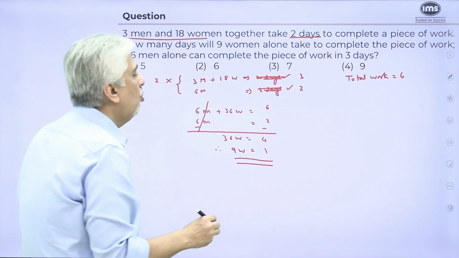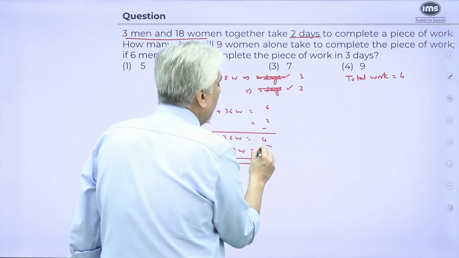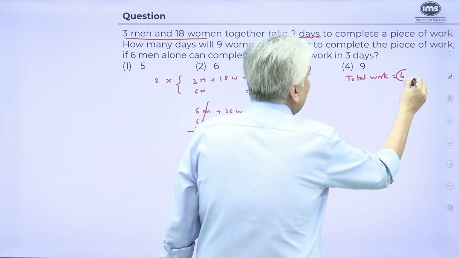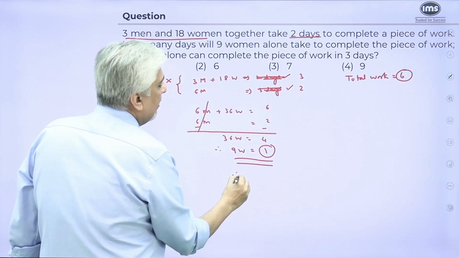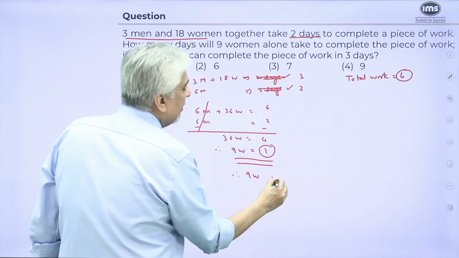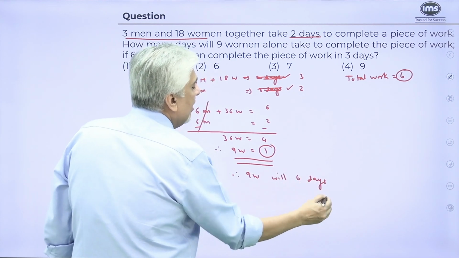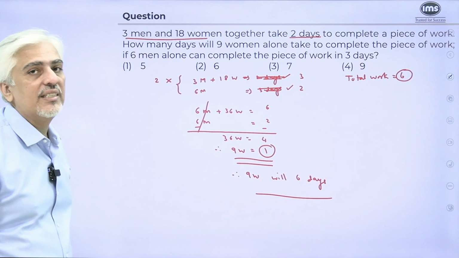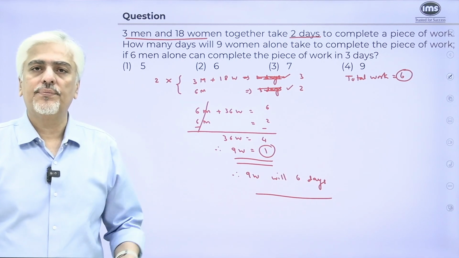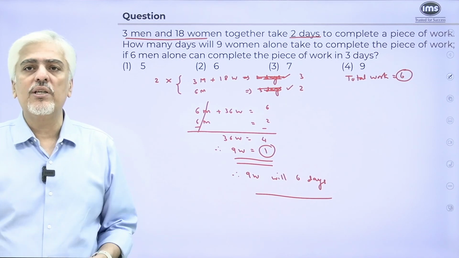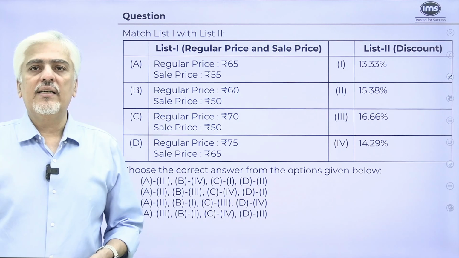So 9 women in 1 day can do 1 unit of work. So to do 6 units of work, they will take, therefore, 6 days, because they can do 1 unit in 1 day. Time and work, whichever way you do it, it's okay. Let's see the next one.